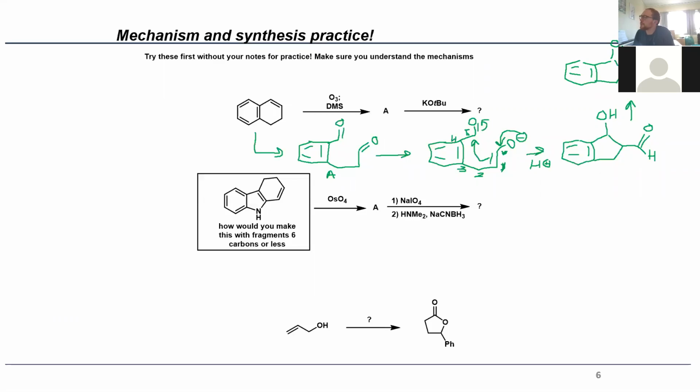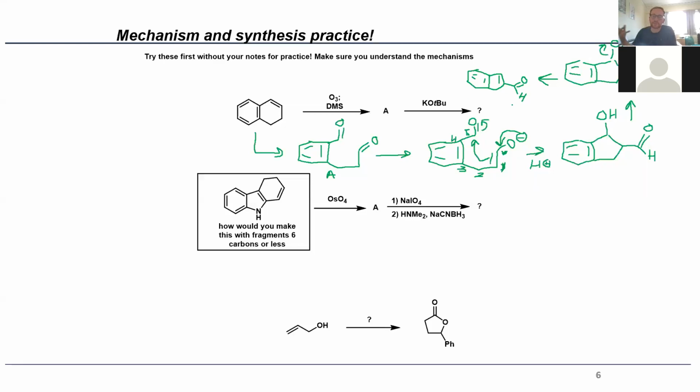Now this can form another enolate, which can eliminate the hydroxy group in an E1cB fashion to give this aldol condensation product, shown here.